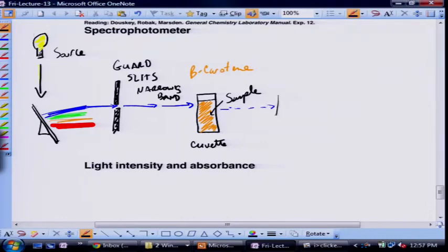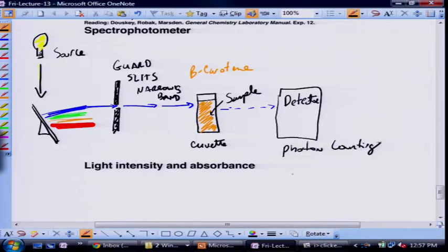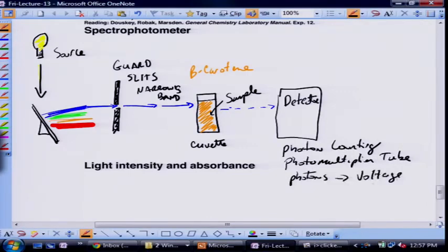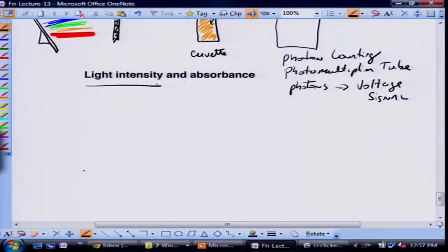And we have a detector on the other side. Okay? This is our detector. And our detector can do photon counting, or perhaps it's just a photomultiplier tube. Basically, it can convert photons into a voltage signal. And what it's doing is essentially measuring an intensity. Okay? So this is a PMT. Your PMT is measuring intensity.